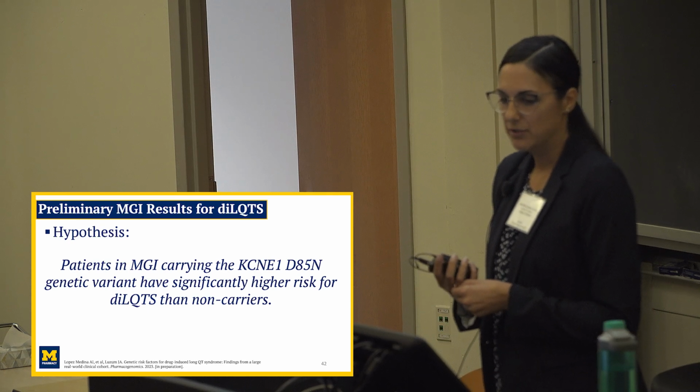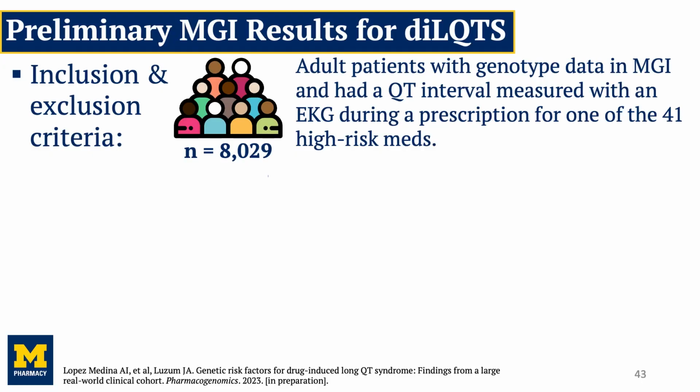So here's the inclusion-exclusion criteria. Anna searched MGI, and this was freeze 4 because, like I said, there's a lag. It took her over a year to collect the clinical data for this study. So in freeze 4, she identified adults who had genotype data at MGI. They had a QT interval measured with an EKG during a prescription for one of those 41 high-risk medications. So she took that medication data for all 41 medications, and she identified 8,029 patients.